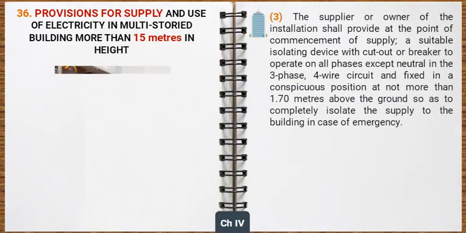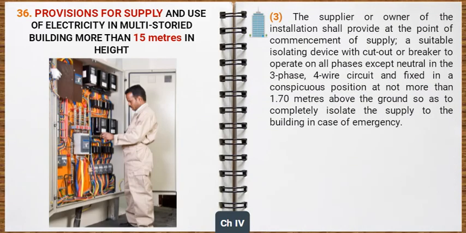The supplier or owner of the installation shall provide at the point of commencement of supply a suitable isolating device with cutout or breaker to operate on all phases except neutral in the 3-phase, 4-wire circuit and fixed in a conspicuous position at not more than 1.70 meters above the ground, so as to completely isolate the supply to the building in case of emergency.